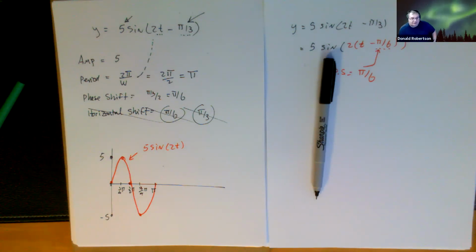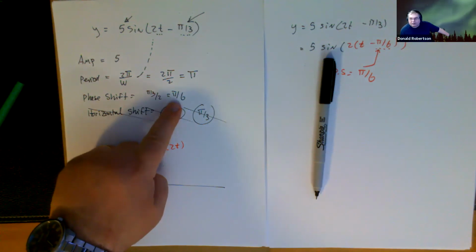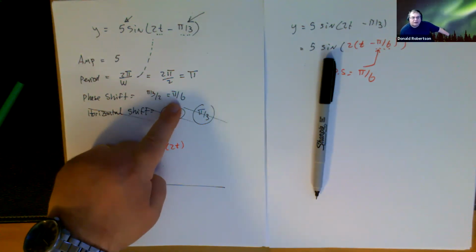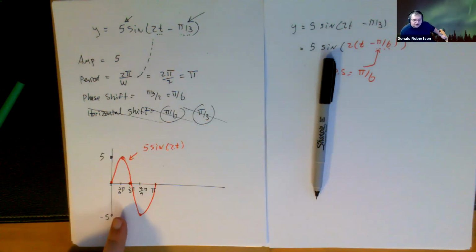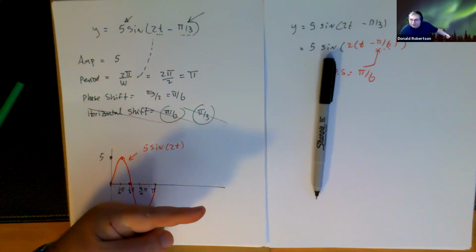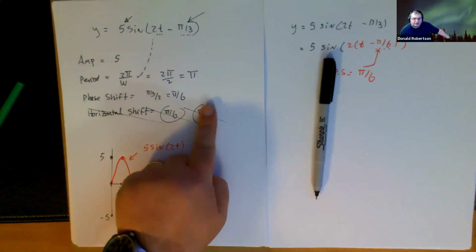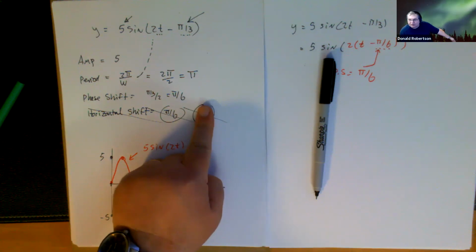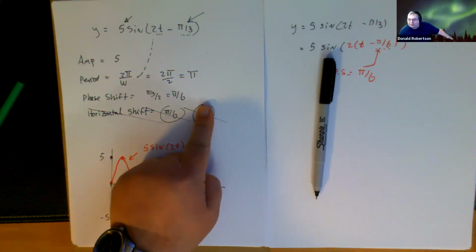And this is why I disagree with their horizontal shift. Phase shift we all agree on. Nobody's going to argue about this one. In this case, phase shift is you move the entire curve to the right pi upon 6, right? The phase shift. That's why I would call the horizontal shift the same thing. I would just consider them the same thing, right? Just different names for it.